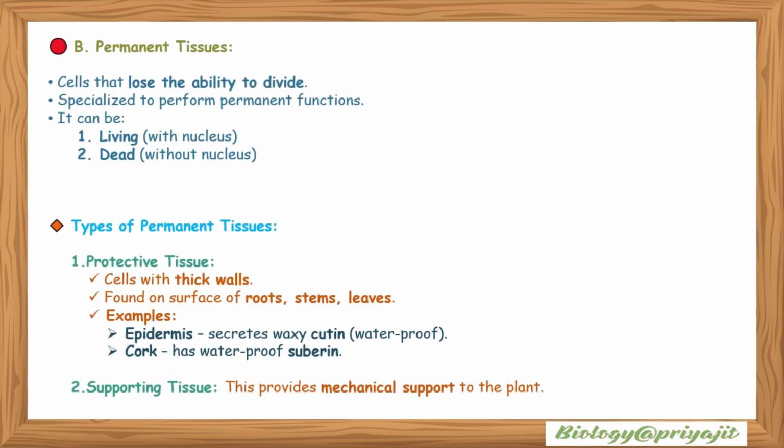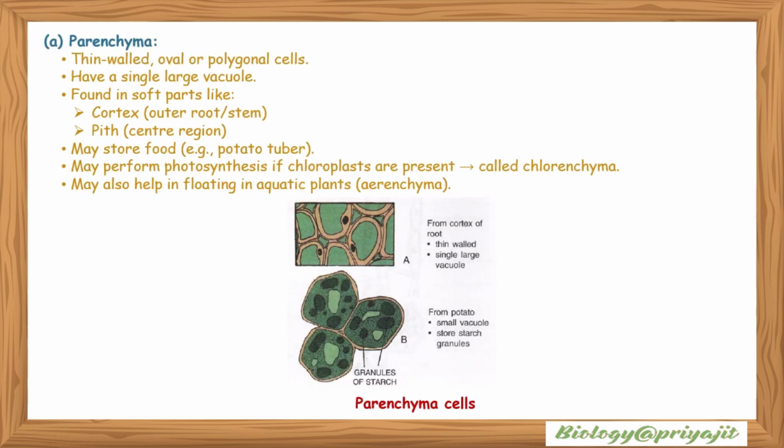Permanent tissue: cells that have lost the ability to divide. They are specialized to perform some permanent functions. They can be living, with a nucleus, and they can be dead, that is without a nucleus. Permanent tissues are basically of two types: protective tissue, where cells have thick walls. They are found on the surface of roots, stems and leaves. Examples are epidermis, which secretes waxy cutin, a waterproof substance, and cork, which has waterproof suberin. Supporting tissue provides mechanical support to the plant.